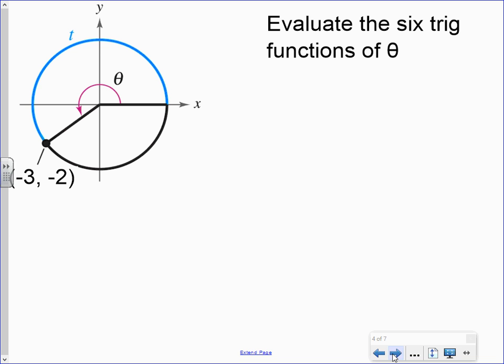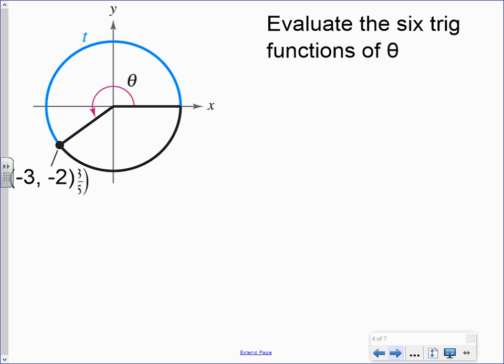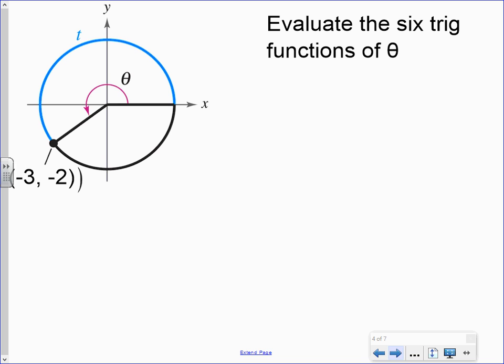I'm asking you to evaluate the six trig functions of our angle if the coordinate -3, -2 is on our angle. Okay, so at least draw our angle with coordinate 3, 2. -3, -2, sorry.